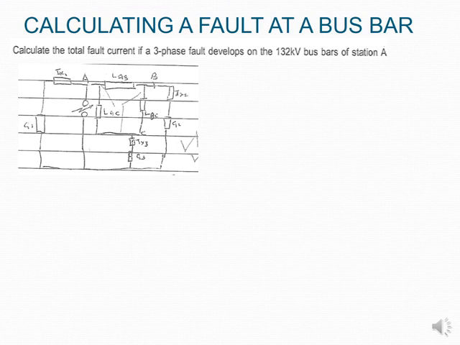So now you can see I'm going further into the question by saying, now that I've got all my per units, I want you to calculate the total fault current if you have a 3-phase fault developing on my 132 kV bus bar at station A. Please note where I have put my station A and how I'm showing that there is a fault in there.